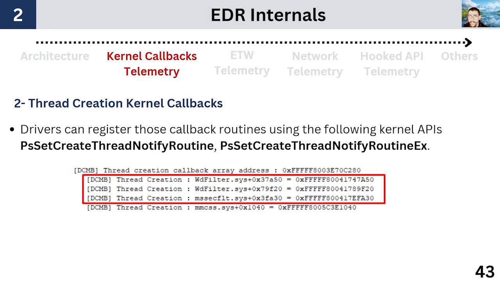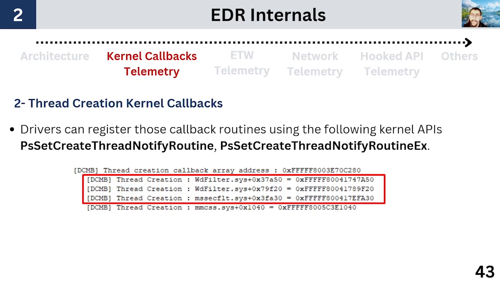In Windows, drivers can register thread creation callback routines using the following kernel APIs: PsSetCreateThreadNotifyRoutine and PsSetCreateThreadNotifyRoutineEx. In this example, we are using the DCMB open source driver to collect thread creation events.